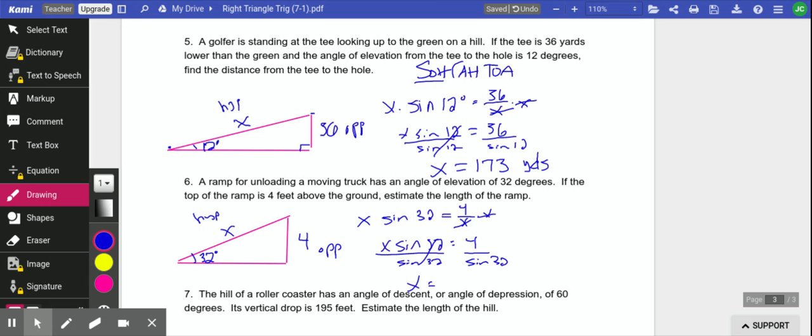So 7.5. 7.5 is what my calculator says. Feet.